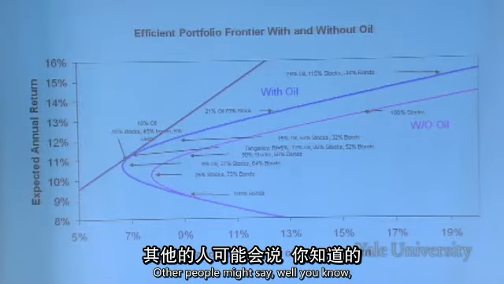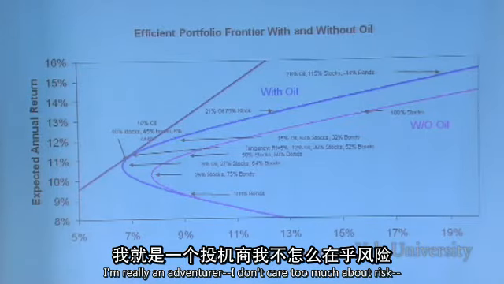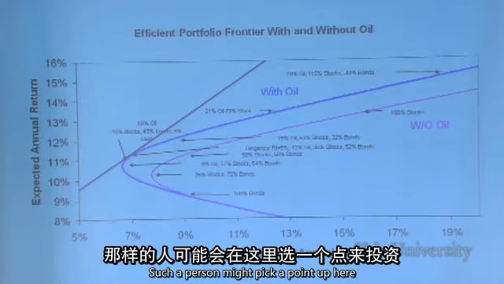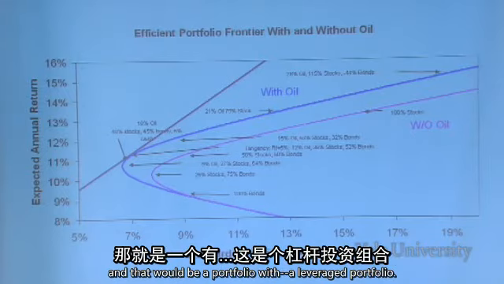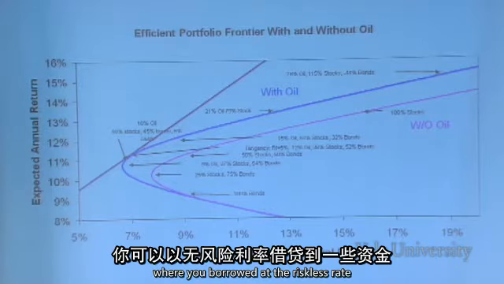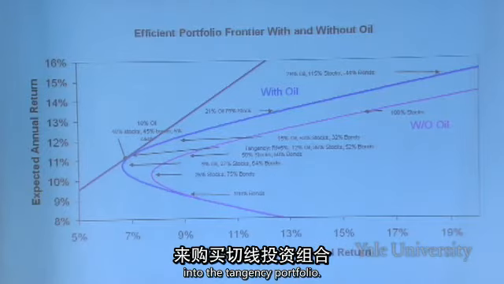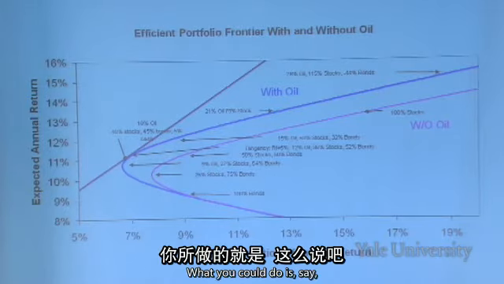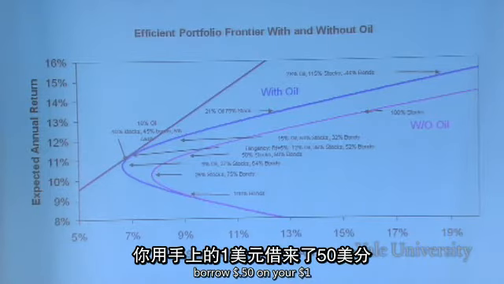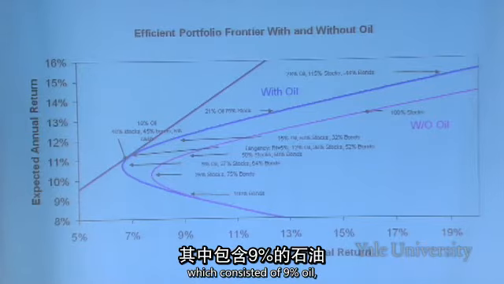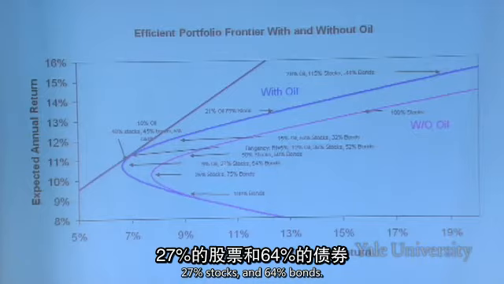Other people might say, well, you know, I'm really an adventurer. I don't care too much about risk. I want a much higher return. Such a person might pick a point up here, and that would be a leveraged portfolio. That would be a portfolio where you borrowed at the riskless rate, and you put more than 100% of your money into the tangency portfolio. So what you could do is, say, borrow 50 cents on your dollar and put 150 cents into a portfolio which consisted of 9% oil, 27% stocks, and 64% bonds.